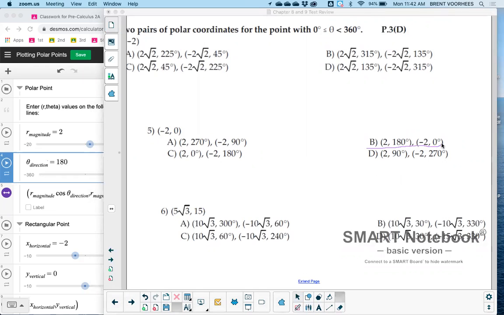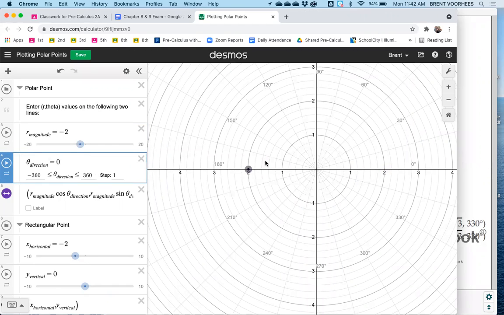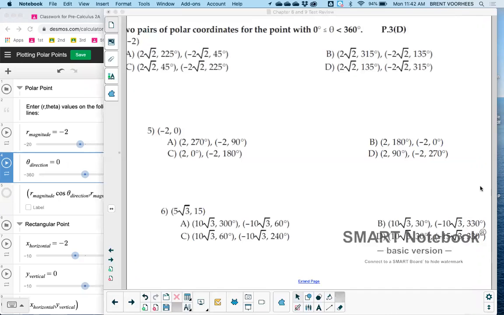As I mentioned earlier, you could check the other point, -2, 0, but that point should also work. Let's see. If we check -2, 0, so I'm going to put -2, right in here, there's -2, 180. But then if I change this to a 0, we're back in business again. They're overlapping one another. So the answer to this one would be B. Okay, and then number 6.